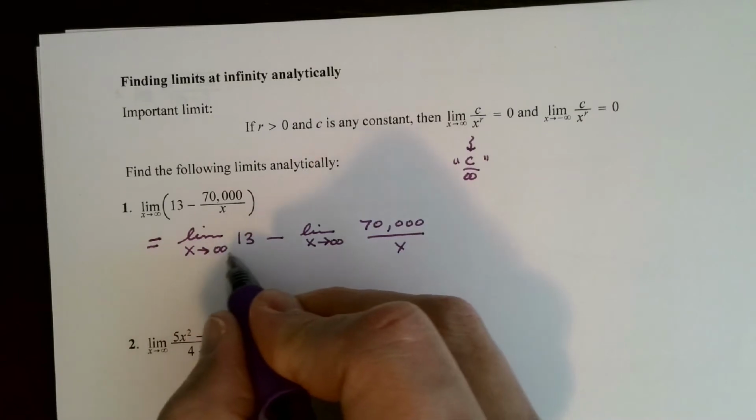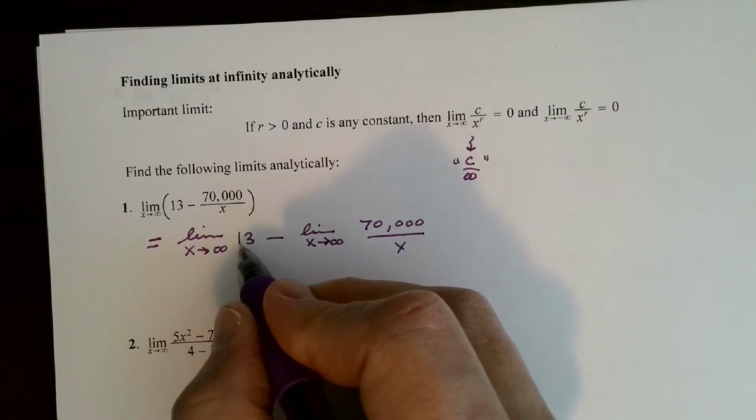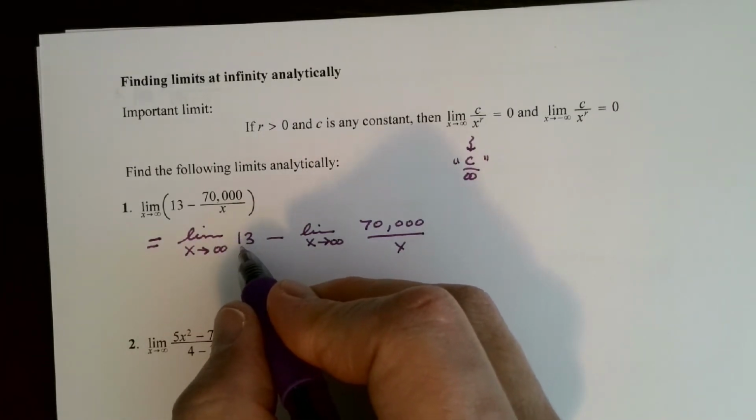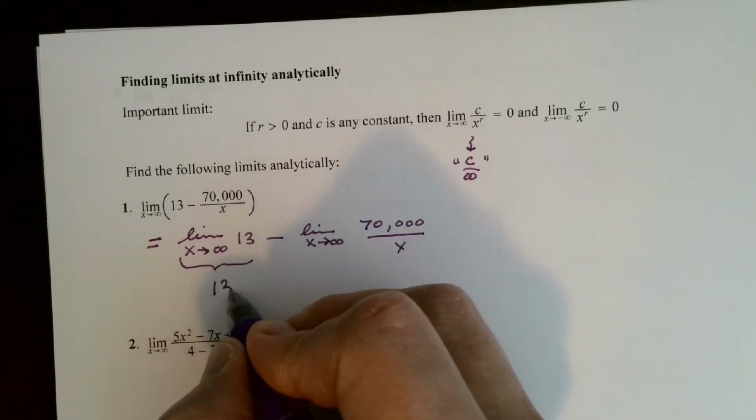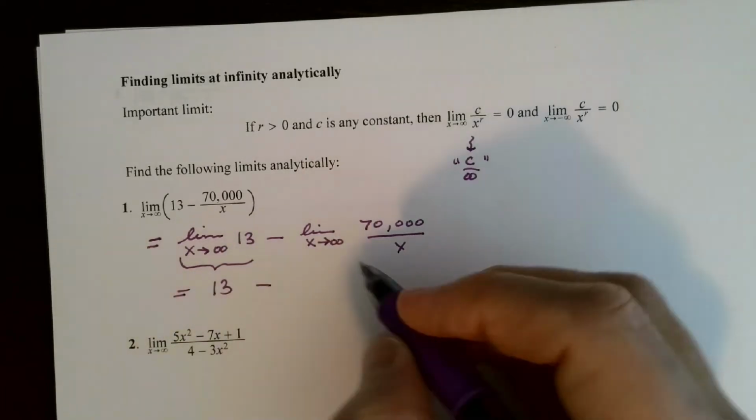Now what about this one? What's the limit as x goes to infinity of 13? Think about the graph of y equals 13. What does it look like? It's just a horizontal line, right? For any input, the output's always 13. As x goes to infinity, it's just 13, 13, 13, 13, right? So this is going to go to 13. What about this one here?